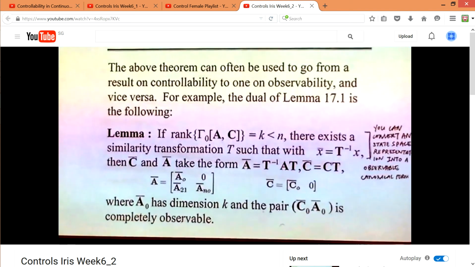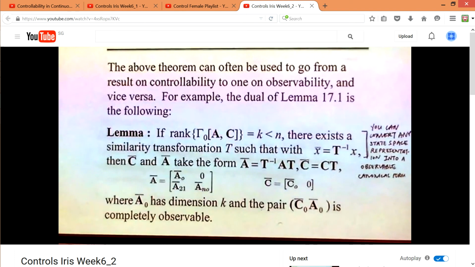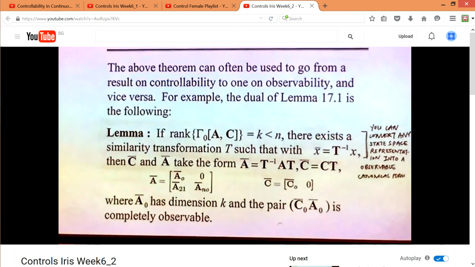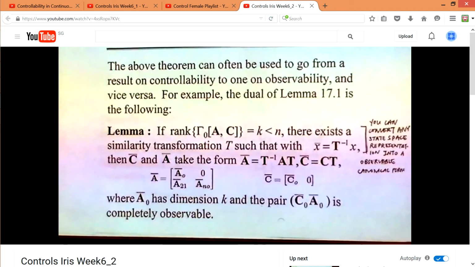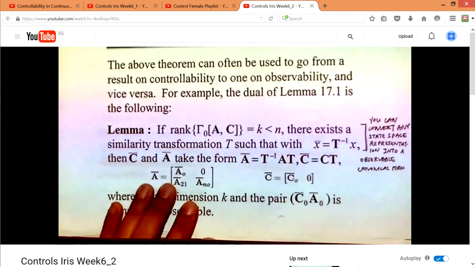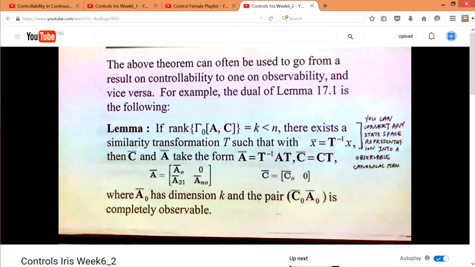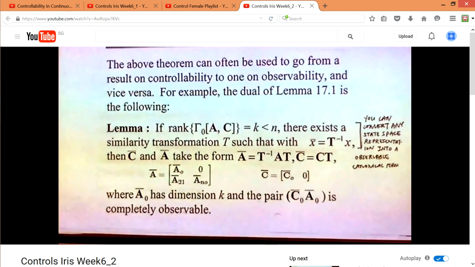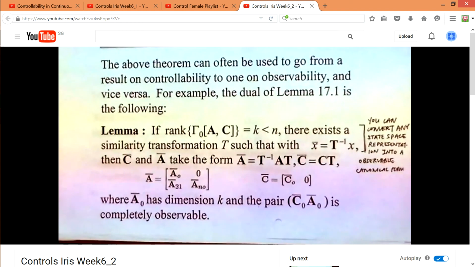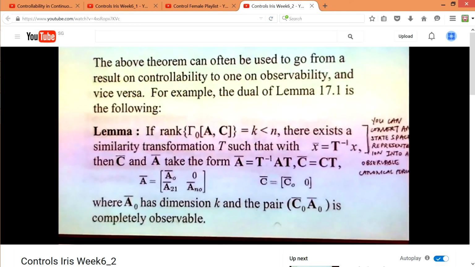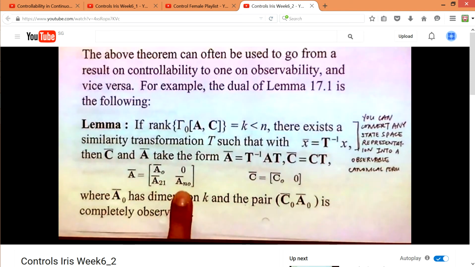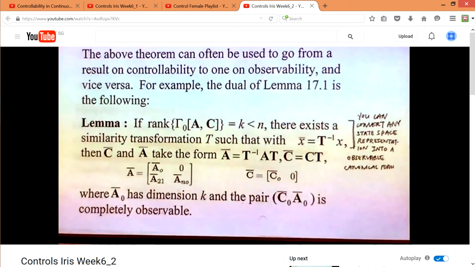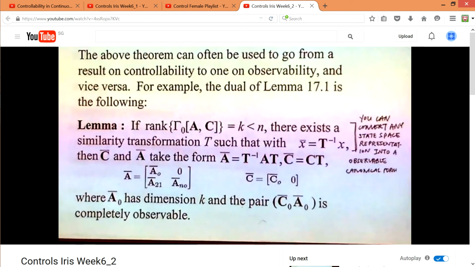So, there's no difference between observable and controllable. It's just a transformation. We say that, the same as controllability, you can also break down a system into an observable subspace and an unobservable subspace.